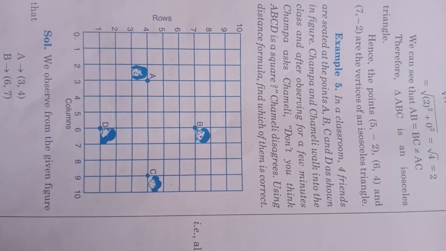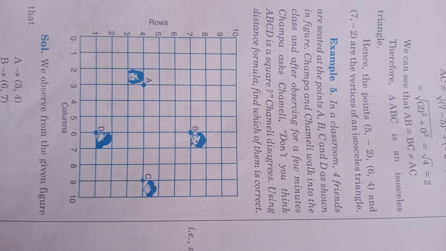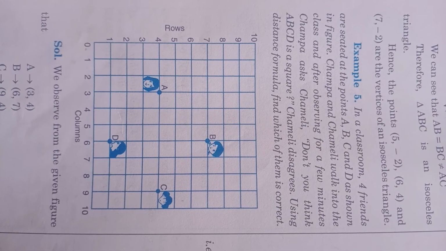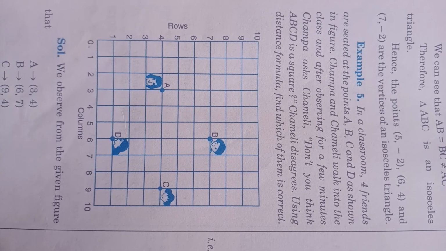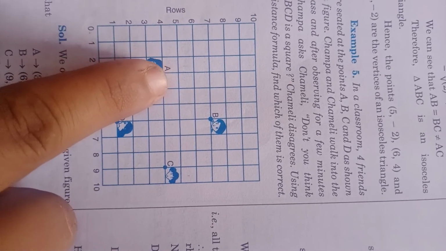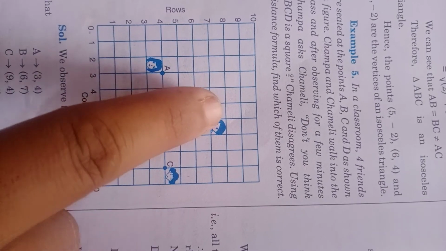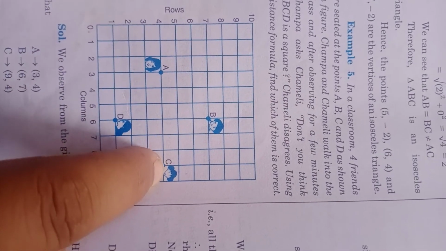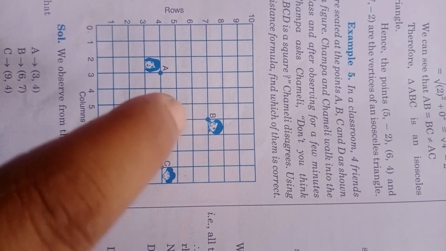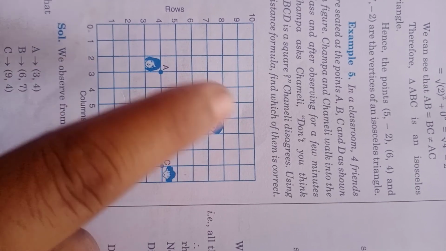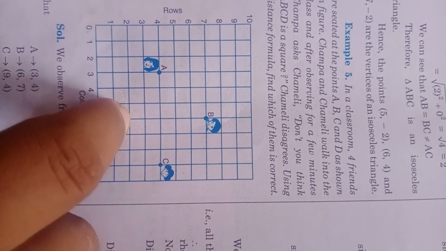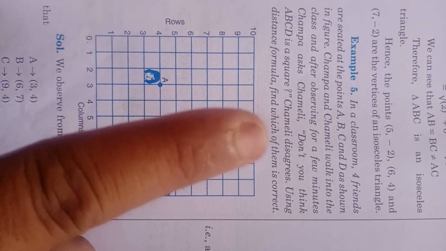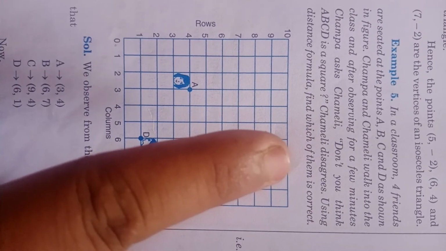And one more thing: you have to remember the properties of a square. In a square all the sides are equal and the diagonals are also equal. You have to check the diagonals also. Apply the formula for AC and you will get some answer, apply it for BD, and check whether AC equals BD or not. Then only it is a square, otherwise it is not a square.